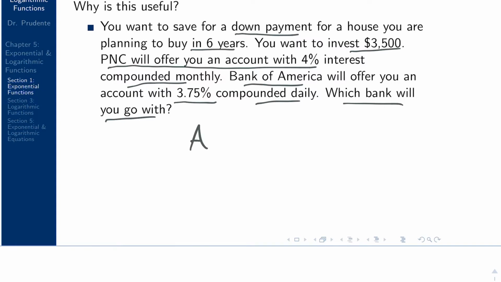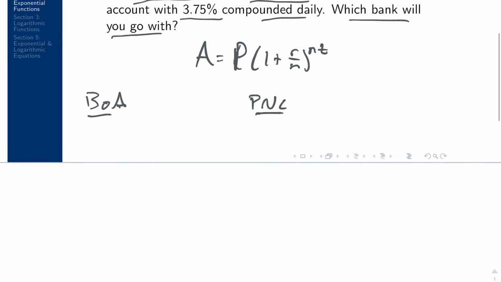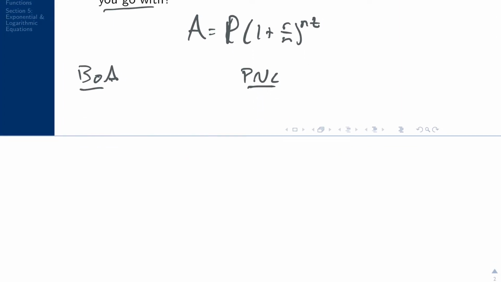Of course, for both, we're going to use the formula A is equal to P(1 + r/n)^(nt). This is our interest compounded n times per year. So let's break this problem up. We can talk about Bank of America and then PNC.